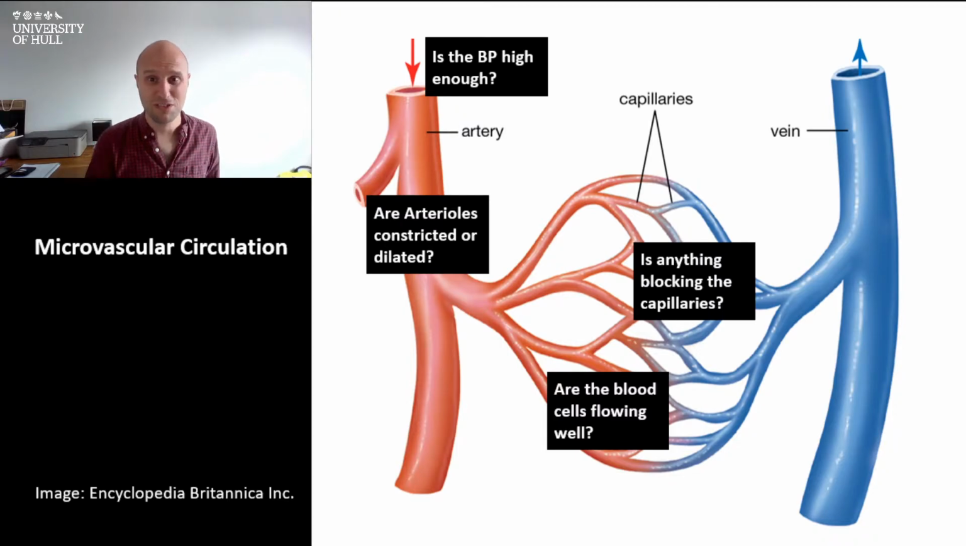And here's a diagram to represent that. So if we look at this, when we talk about our microvascular circulation, we're really talking about the capillary networks through the tissues. Is our BP high enough? Are the arterioles able to control the flow of blood and nutrients and oxygen through the capillaries within the tissues? And is anything obstructing that flow? Is anything blocking those capillaries?